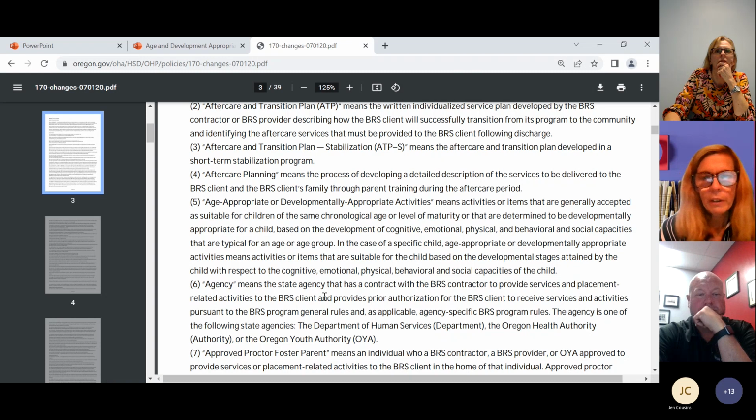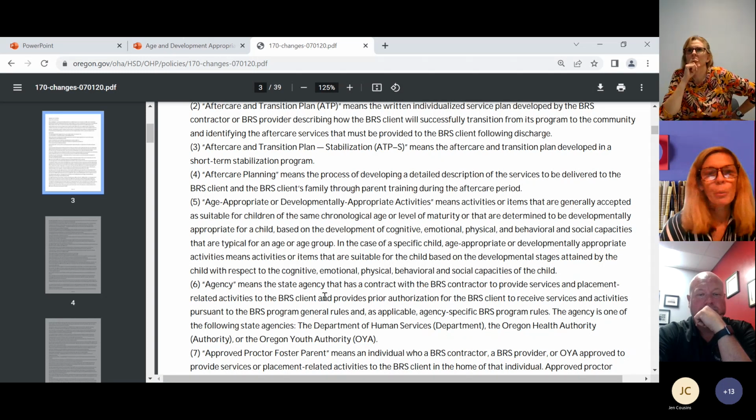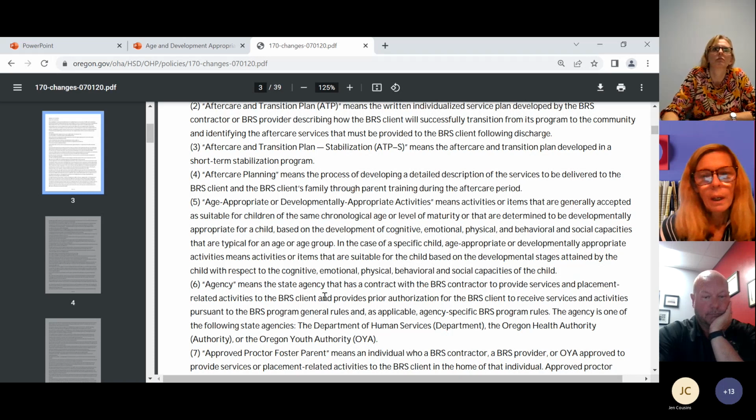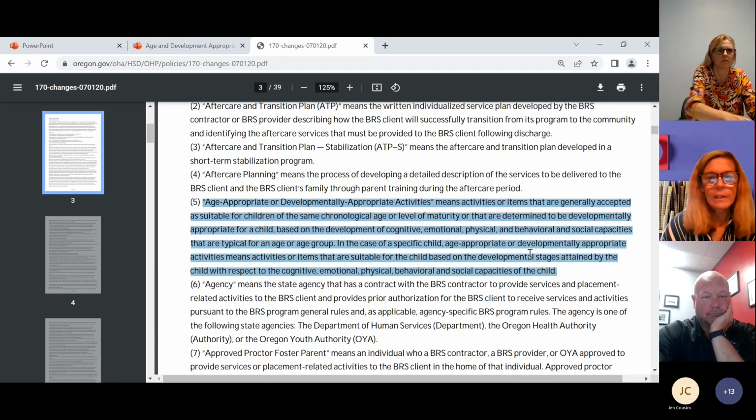I would question if we could strengthen it. Instead of generally accepted, if there's some way of saying evidence-based or research-based, but I would definitely need to do a little bit more homework there as to whether or not we can truly say that there is enough evidence or research. They're saying generally accepted.